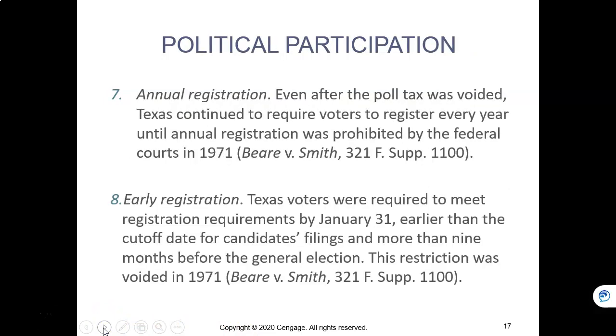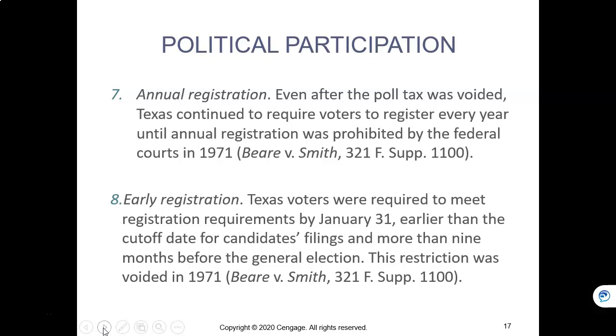Texas used to have a requirement that you register every year, annual registration. Just think about that. That is onerous. Not only were you having to go and register every year, you were also having to pay poll taxes. Up until 1971, they had annual registration.